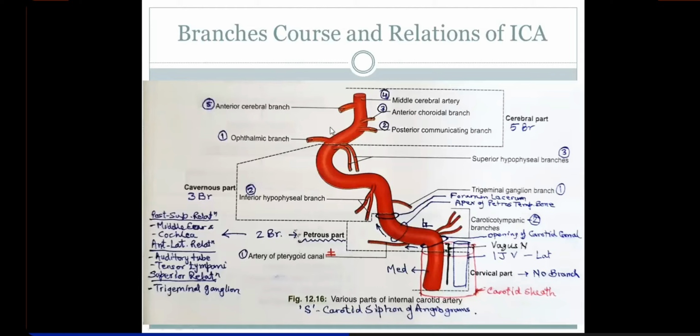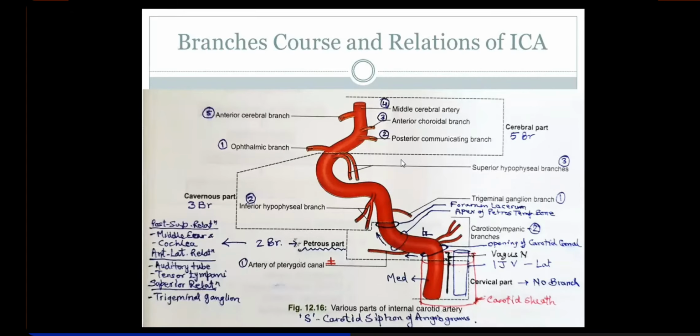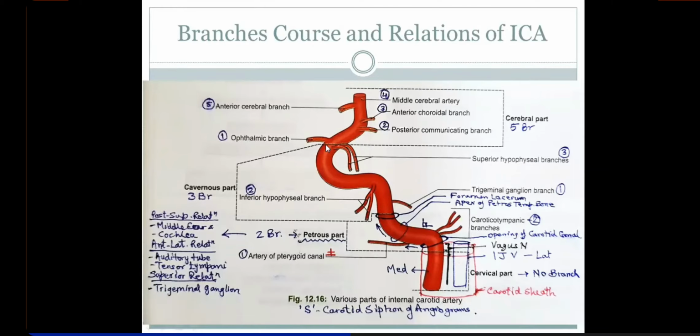Okay, then the cerebral part. In the cerebral part there are 5 branches, right? What are these 5 branches of the cerebral part? First, I told you, is the ophthalmic artery, right? This artery along with the optic nerve enters the orbit through the optic canal. That's branch 1. Then you have the posterior communicating branch. This completes the circle of Willis to join the posterior cerebral arteries.